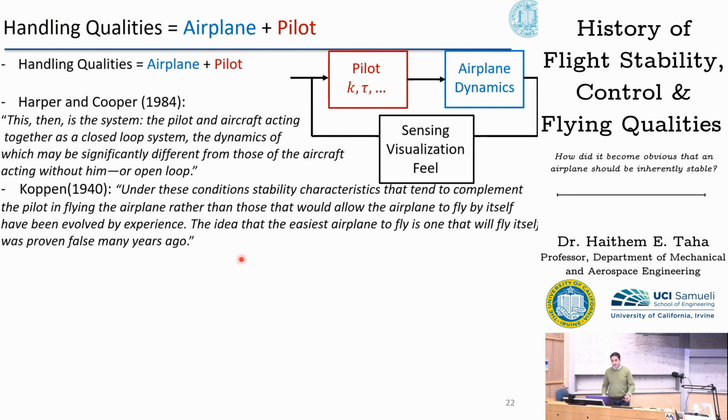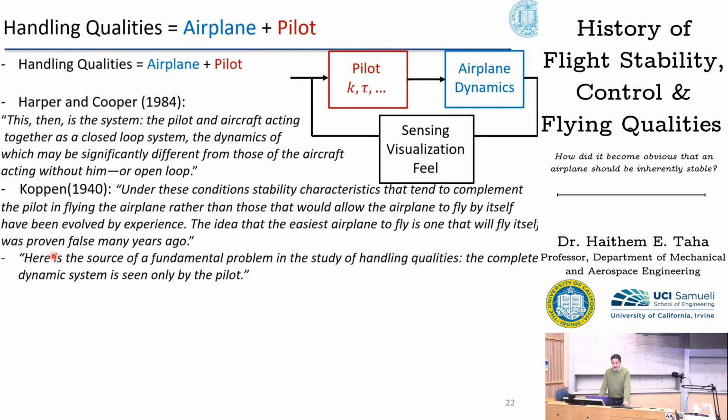This is why Köppen wrote, "Under these conditions, the stability characteristics that tend to complement the pilot in flying the airplane rather than that would allow the airplane to fly by itself. These are the important ones. The idea that the easiest airplane to fly is one that will fly itself was proven false many years ago. So we need the combined system." And he added, "Here is the source of fundamental problem in the study of handling qualities. The complete dynamic system is seen only by the pilot."